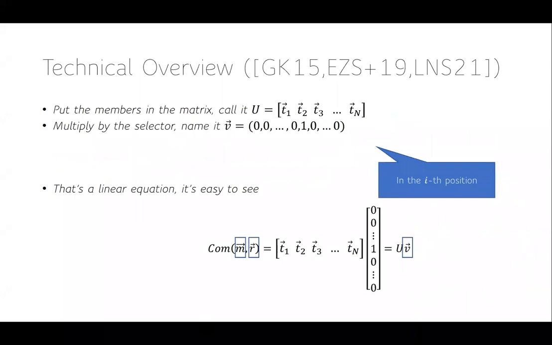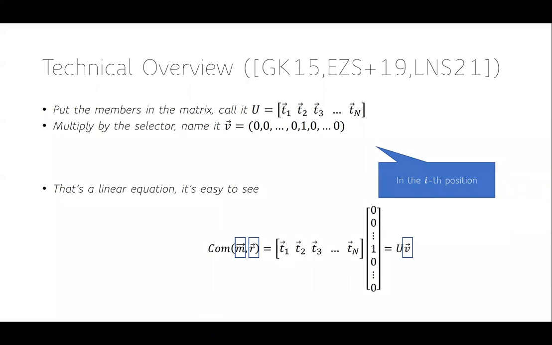So yeah, it's time for some technical overview. Put the members in the matrix, call it U. So we put these values as the columns of that matrix, multiply by the selector, name it V. So we would define this vector V to be the binary vector which has one in the I position. And that's a linear equation.